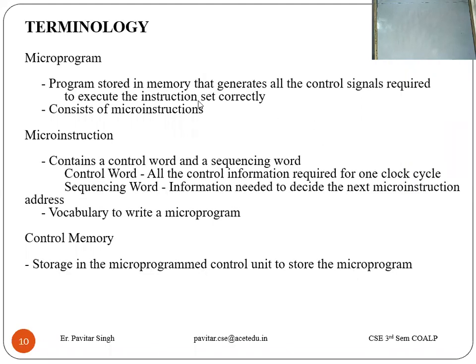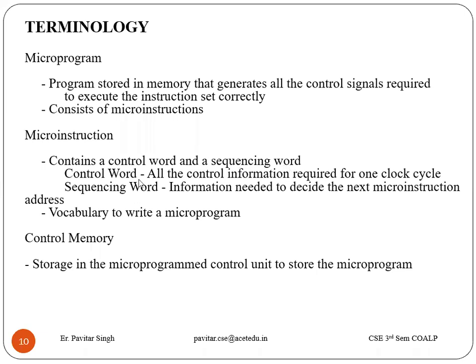Next we have terminology. So first of all, the definition of microprogram is there. A program stored in memory that generates all the control signals required to execute the instruction set correctly, right? So a microprogram consists of micro instructions. Next we have micro instruction. It contains a control word and a sequencing word.